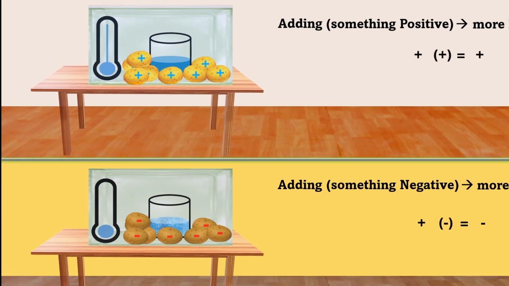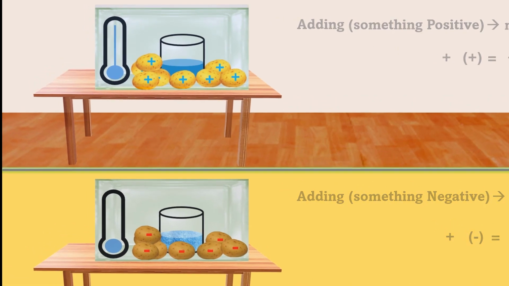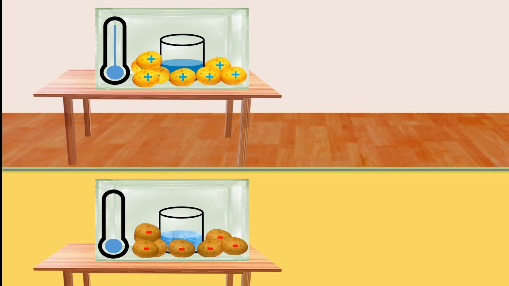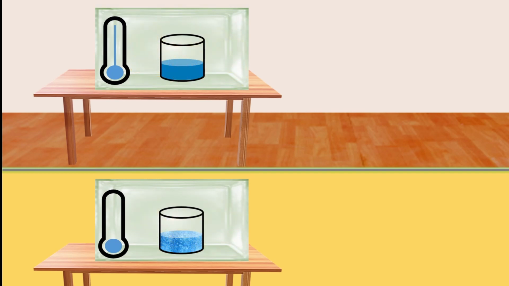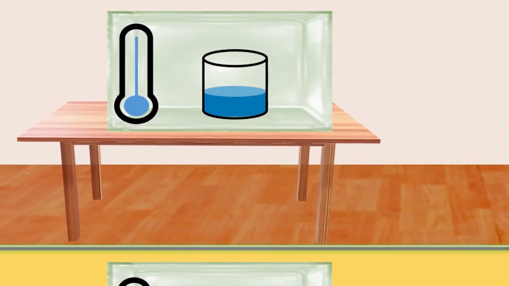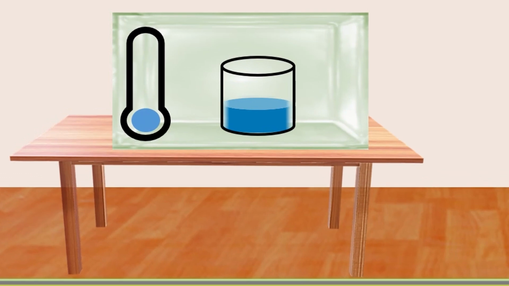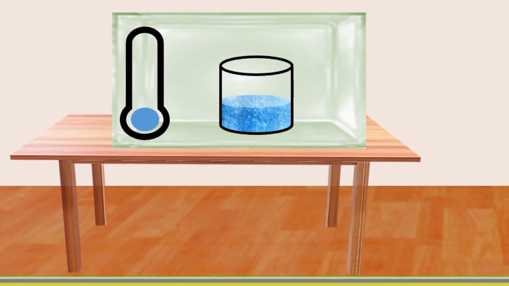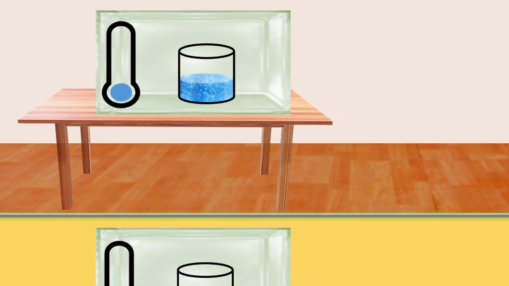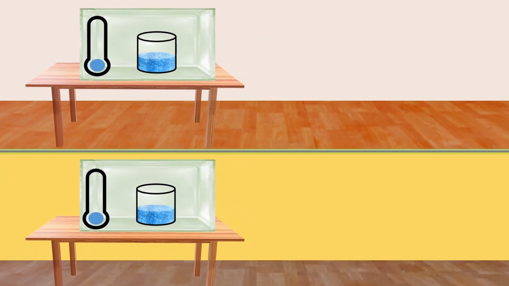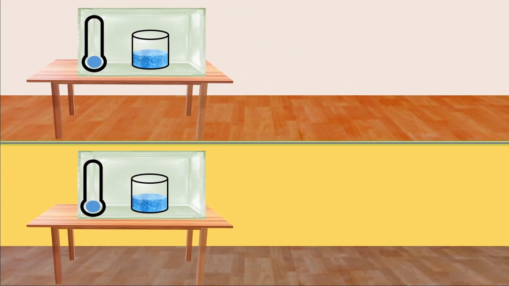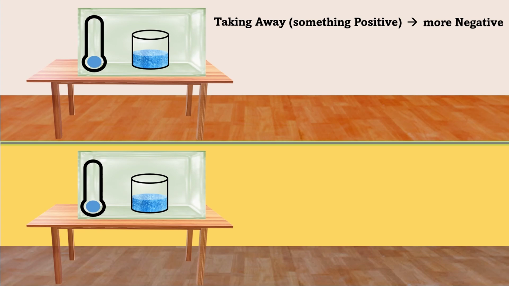But now let us reverse the experiment by opening the boxes and taking out all the potatoes. What follows is that the temperature drops in this box and eventually the water converts back into ice, as the room is at minus 5 degrees Celsius. What we observe here is that taking away something positive from a system makes it that much more negative.